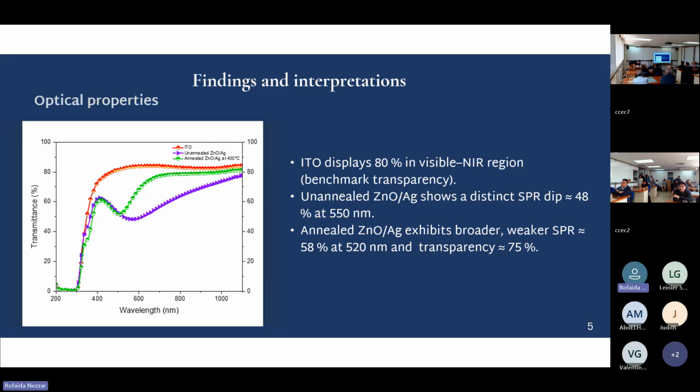On the other hand, the annealed bilayer shows that the surface plasmon resonance becomes broader and weaker, and the minimum shifts to about 520 nanometers. Besides, the overall transparency has improved to approximately 75%, which indicates that the silver nanoparticles have reorganized.